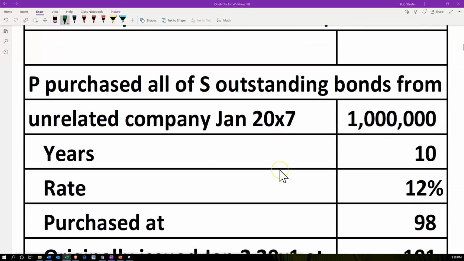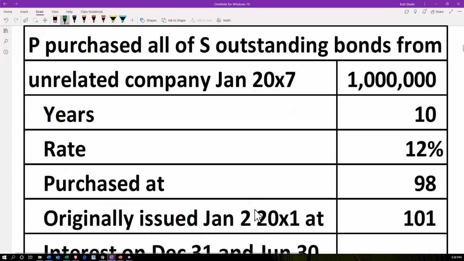Then P purchased all of S outstanding bonds from an unrelated company on January 20X7. So now we have the situation where P's purchasing S's bonds. S issued the bonds, but not to P. They issued all these bonds to someone other than P. And now P is purchasing the bonds from the third party that are S's bonds. So that's going to be a little bit more confusing of a transaction. And this took place in the current period that we will be consolidating, that being 20X7.